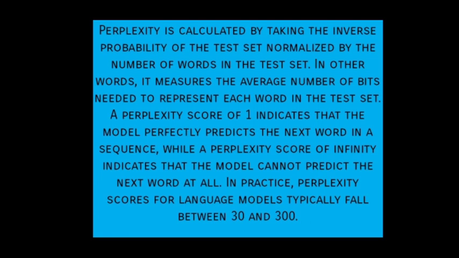A perplexity score of 1 indicates that the model perfectly predicts the next word in a sequence, while a perplexity score of infinity indicates that the model cannot predict the next word at all. In practice, perplexity scores for language models typically fall between 30 and 300.